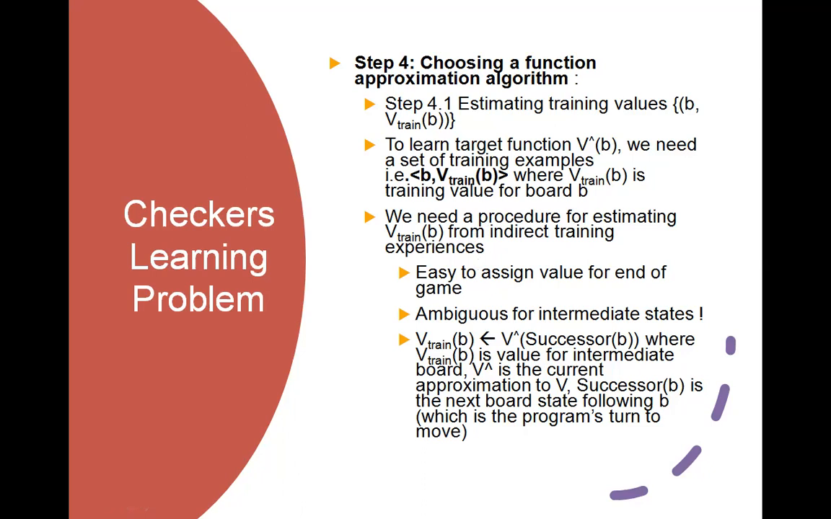When you get the V train of B, obviously in the first step you will not get it. V train of B depends on the next successor state, and then it again depends on the next successor state. So finally, when you start playing the game, one way or the other, you'll reach the final board state, and from there you have to start assigning the values to the predecessor states.